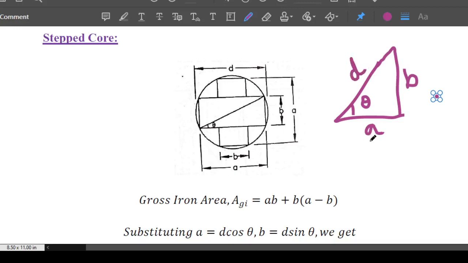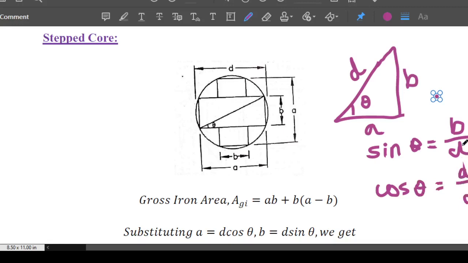Now, what are sine theta and cos theta? Sine theta is equal to opposite by hypotenuse, that is B divided by D. Similarly, cos theta is equal to adjacent divided by hypotenuse, that is A divided by D. When you rearrange this, you will get B equal to D times sin theta, and A equal to D times cos theta. Now from this triangle we have the expressions for A and B. Substitute these in this equation, then simplify and rearrange it.